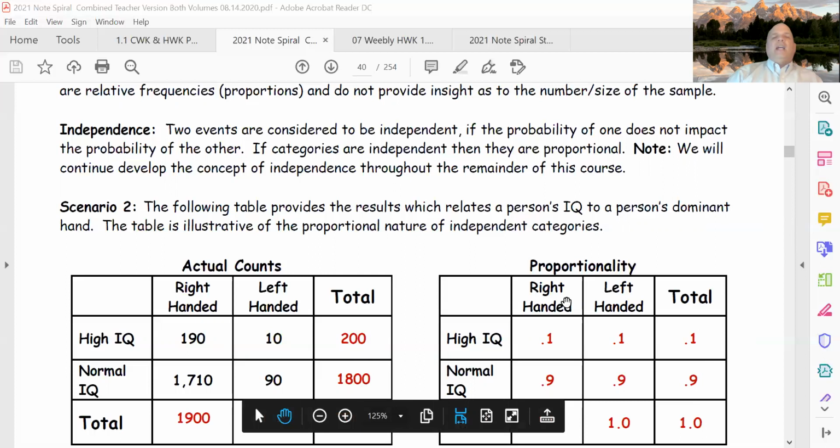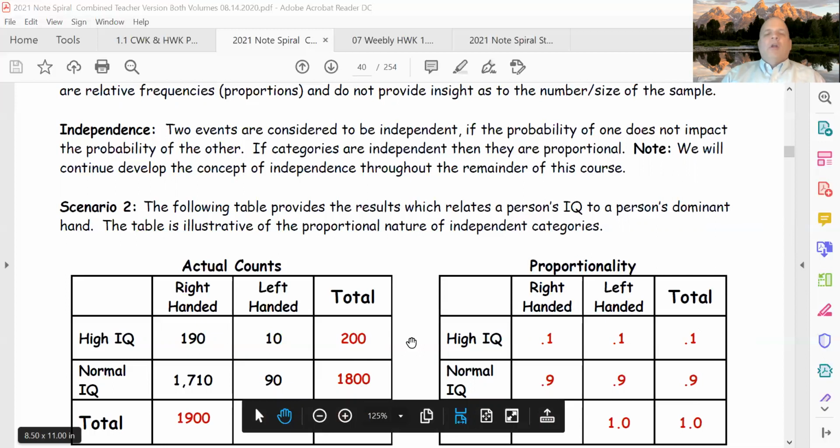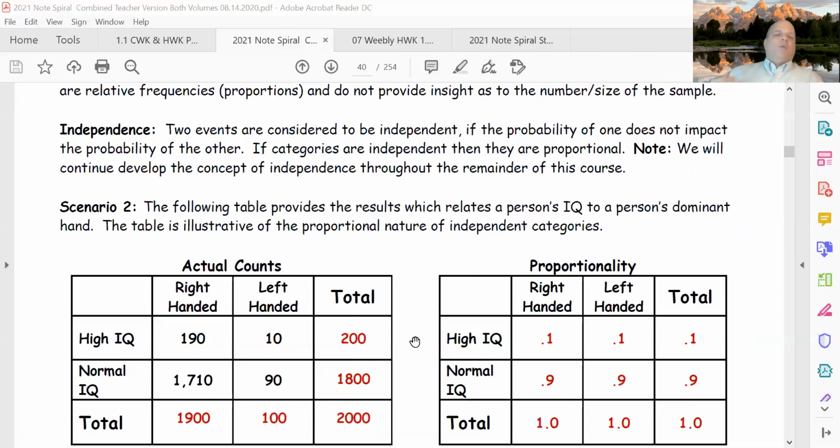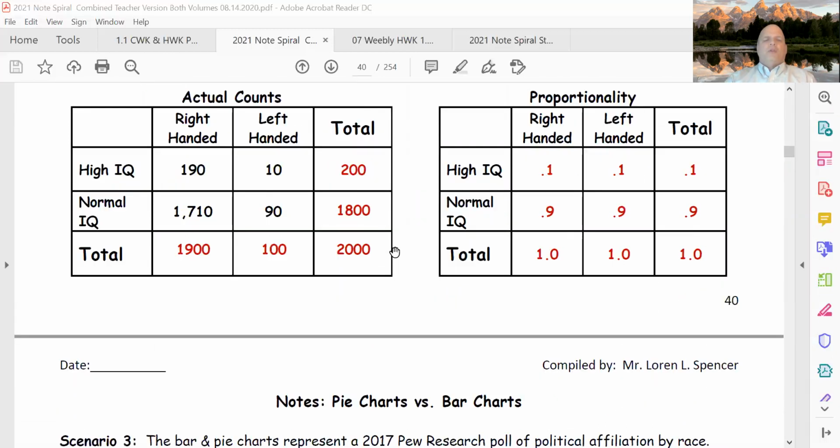Because of that, I can say that my variables are dominant hand and IQ level. IQ level and dominant hand are independent, because it doesn't matter whether you're left-handed or right-handed, it's proportional in nature, okay? So remember the proportionality, that if independent, things are proportional.